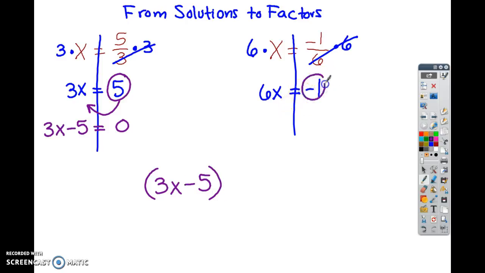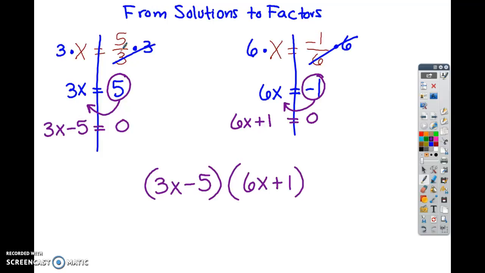This other one, move the negative 1 over, change the sign. It becomes plus 1. So it's 6x plus 1 equals 0. That is your other factor, 6x plus 1. And that's how you're going to do it every single time that you have a fraction as your solution. Get rid of the fraction first and then move the number over, change the sign.